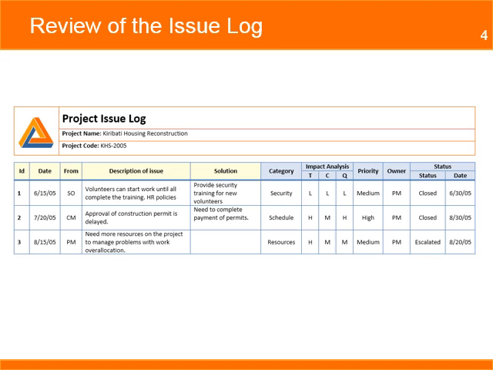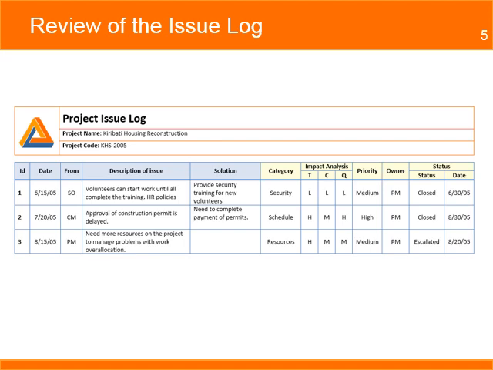The log consists of 10 columns: the identification number of the issue, the date it was submitted, the code of the name of the person who submitted the issue, a description of the issue, and the solution proposed to fix the issue. The next 5 columns are used to identify the category this issue belongs to, the impact analysis for time, cost, and quality, the priority to assign resources to the solution of the issue, the owner or person responsible for implementing the solution, and finally, the status of the issue with the date the status was changed.